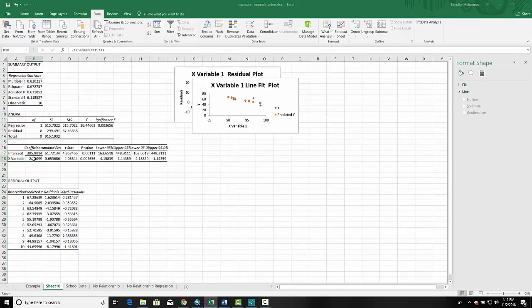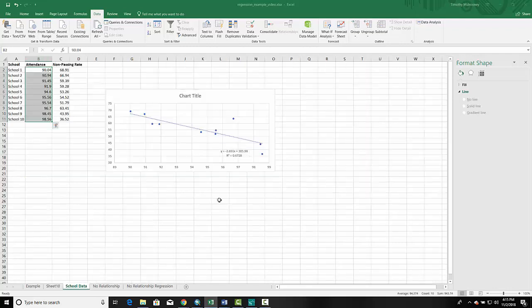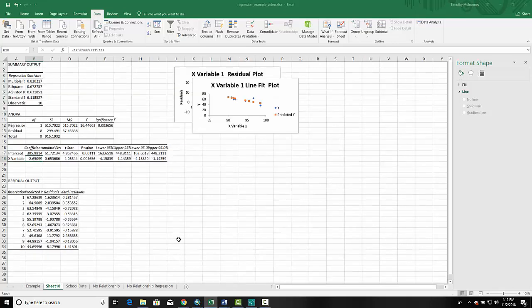To me, the most important things that we have here: I've got this x variable. This tells me the slope. This tells me that there is a negative relationship. When I look at this school data and I see y equals negative 2.651x plus 305.98, we can get these values right here: X variable, negative 2.651, and then my y-intercept is going to be the 305.98.